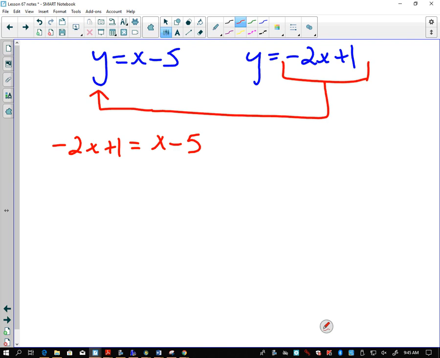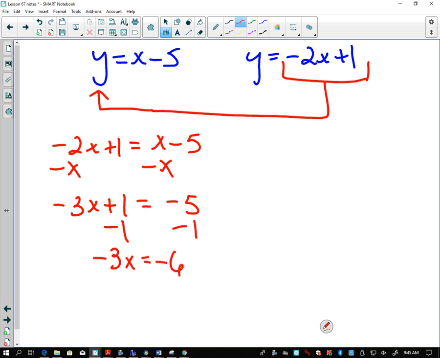Negative 2x minus x, so you're going to subtract this x from both sides? Is that what we're saying? All right, what's negative 2x minus x? You have negative 3x. Okay, negative 3x plus 1 equals negative 5, right? Okay, what's next? Subtract 1. Okay, what's negative 5 minus 1? Negative 6. What do you want to do now? Divide by negative 3. Okay, what does x equal? 2. Good. All right, what's next now?